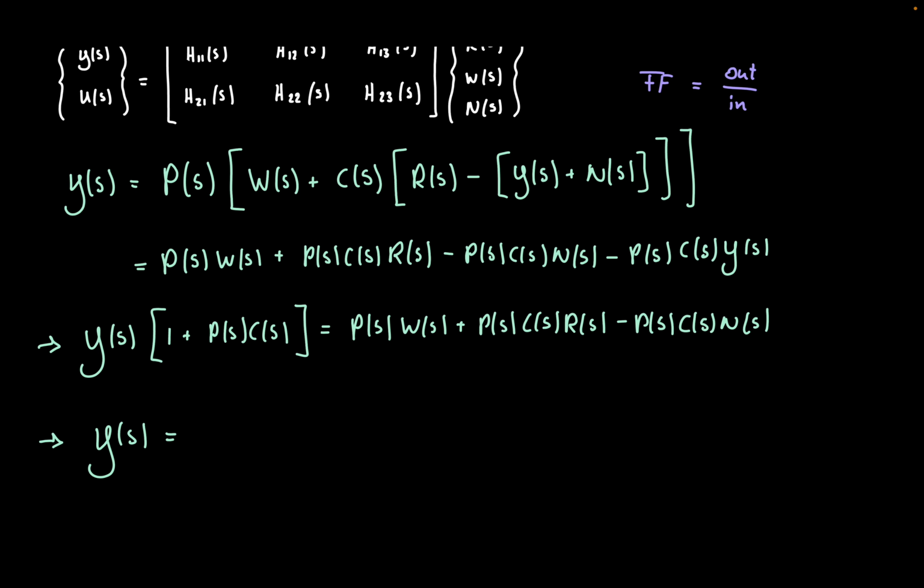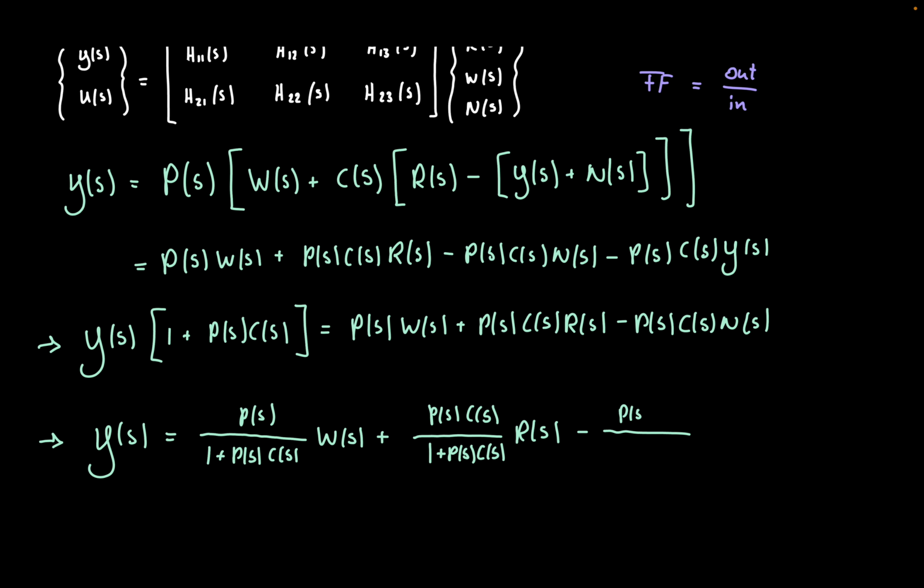So we'll have Y is equal to P divided by 1 plus P times C. This will be for the input of W. And then we'll have P times C divided by 1 plus P times C. And this will be for the input R. And then we'll have minus P times C, all divided by 1 plus P times C. And that'll be for the input N.